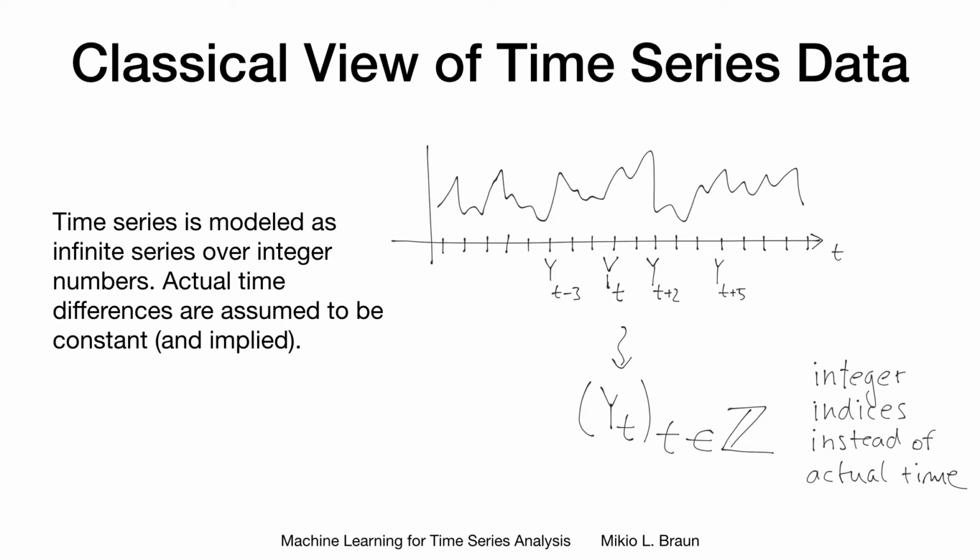Okay, and the way this is written down, here on the slide at the bottom, you have the y_t. These are the measurements, t is the index, and then this notation with the brackets, t is an element of this huge Z. This is the set of integer numbers. It's a very compact way of saying the objects I'm looking at are numbers which are indexed by integer numbers ranging from -infinity to +infinity.